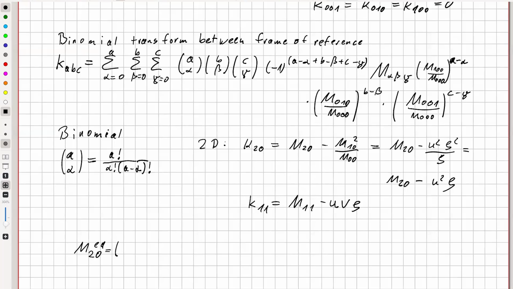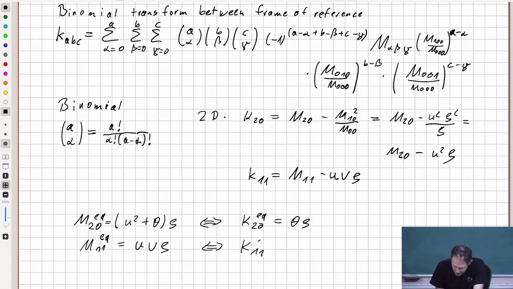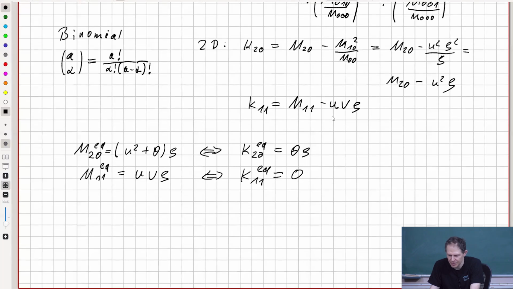For example, m20 equilibrium is u squared plus theta times rho. This is equivalent to saying that K20 equilibrium is equal to theta times rho, and m11 equilibrium being u v rho is equivalent to saying that K11 equilibrium is 0. Sorry for my bad handwriting. Okay, so this is what you've already determined yesterday.